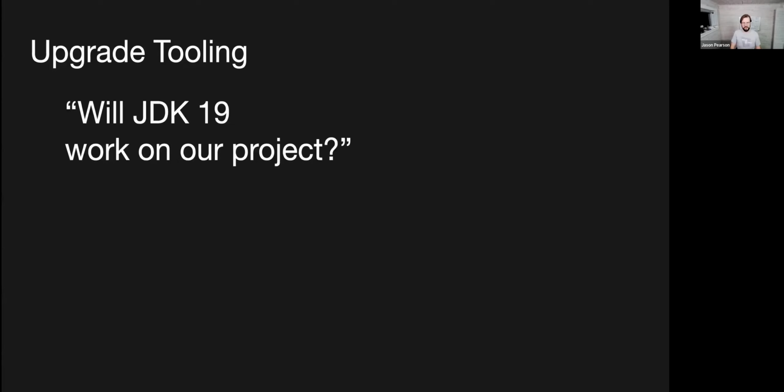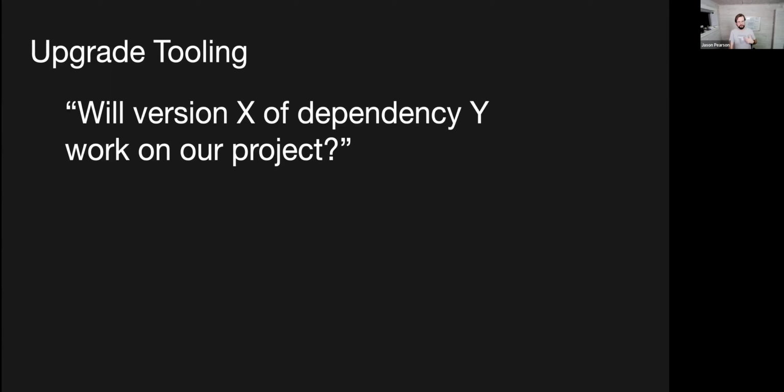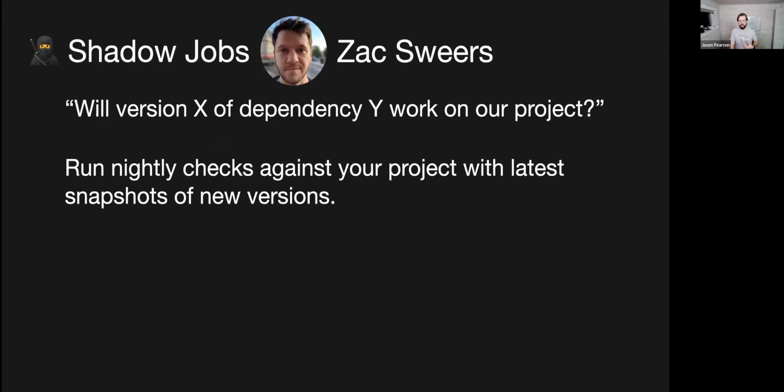So that also brings up the question of upgrading tooling, and will JDK 19 work on our project? Well, will version X of any dependency work on our project? And that's kind of a hard question to answer without doing something like shadow jobs, or at least my interpretation of it. I read the article that Zach Swears put out about shadow jobs and how they were using it to look at different versions of tooling and how it would integrate with their projects, whether it was the latest JDK, the latest AGP, whatever.